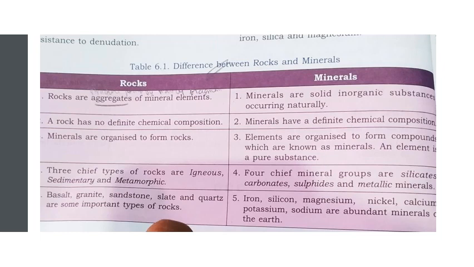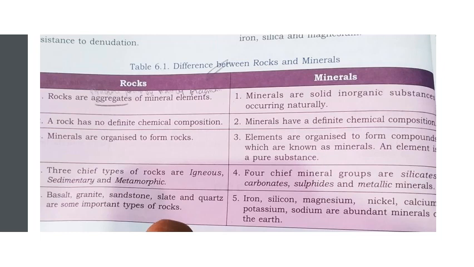So, here in this table, you can see, and you also have this table in your textbook, you can check with it. So, children, just understand that whenever we ask you to write the difference between rocks and minerals, do not include examples unless specified. Alright, so the first 3 points are actually the main differences.